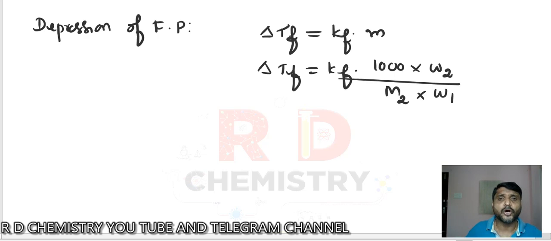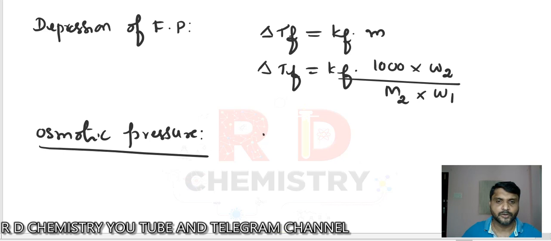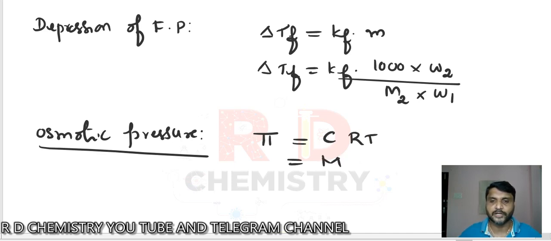Next, we have osmotic pressure, an important formula. We can write variations of the osmotic pressure. Osmotic pressure is equal to pi. Don't get confused, it's not 3.14. Some students have a tendency to write 3.14. So pi is equal to C into R into T. What does C stand for? C stands for the molarity. Molarity into R into T.